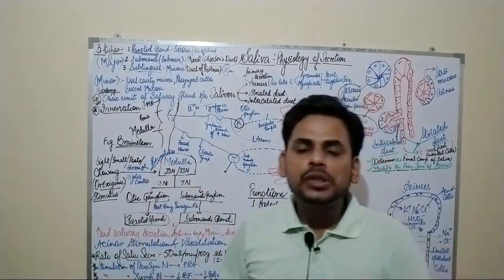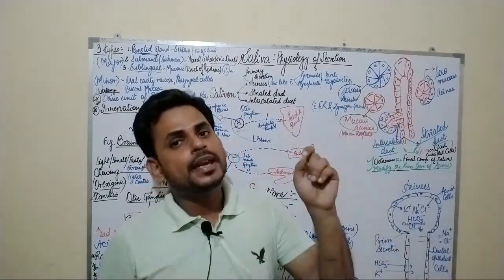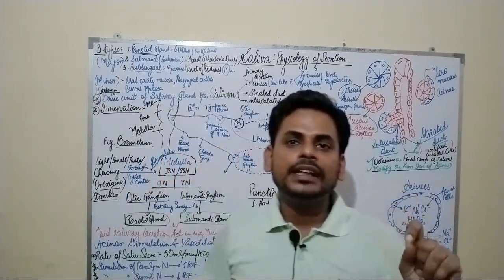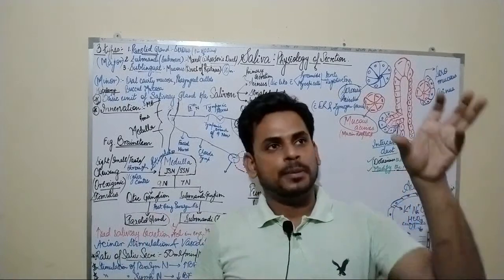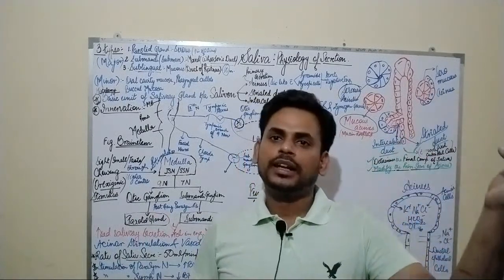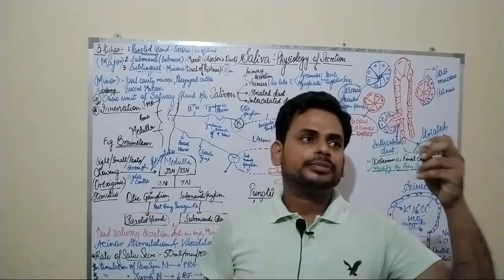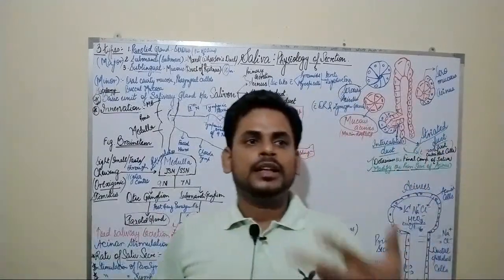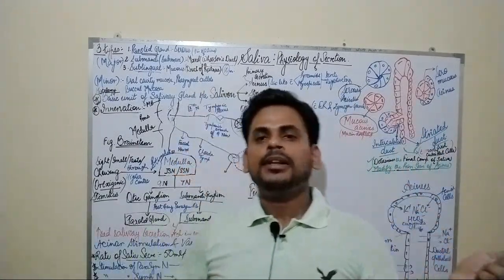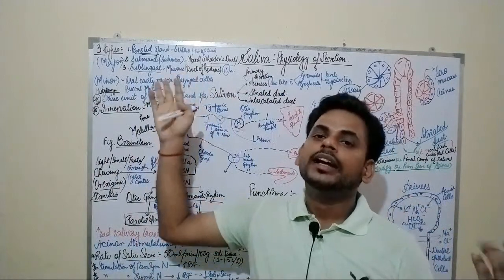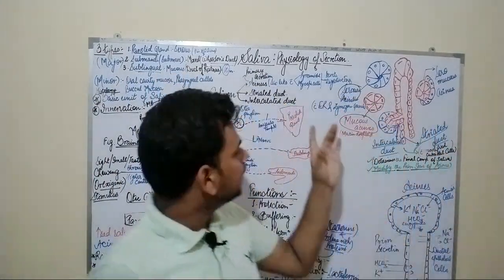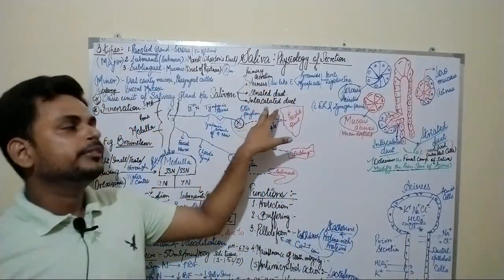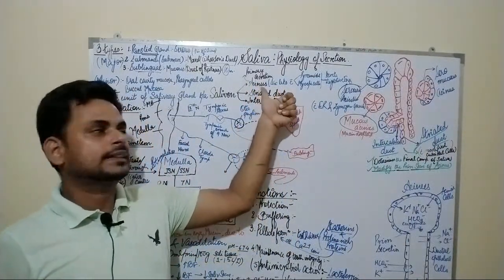So when looking at the histology of the salivary gland, the basic unit of the salivary gland is called the salivon. Just as the basic unit for a kidney is a nephron, and for the nervous system it is the neuron, similarly in case of a salivary gland, it is the salivon. Now this salivon has three components. First is the acinus.